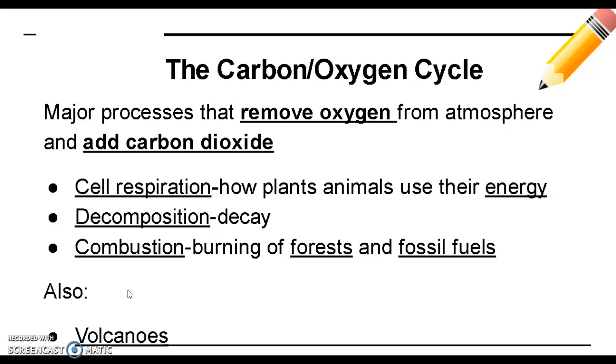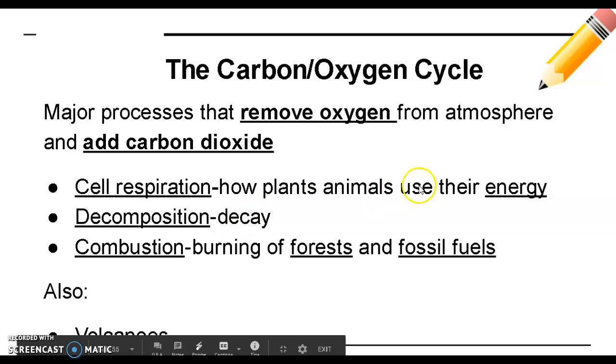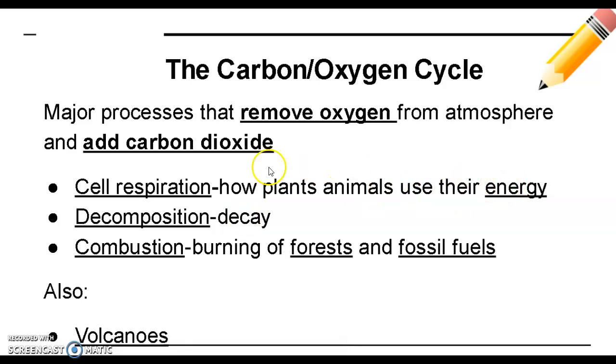So there are 3 major processes that remove oxygen from the atmosphere and add in carbon dioxide. The first is cell respiration. This is how plants and animals use their energy. So cell respiration, you breathe in oxygen and create carbon dioxide as a waste product and you breathe it out. And that carbon dioxide goes into the atmosphere.